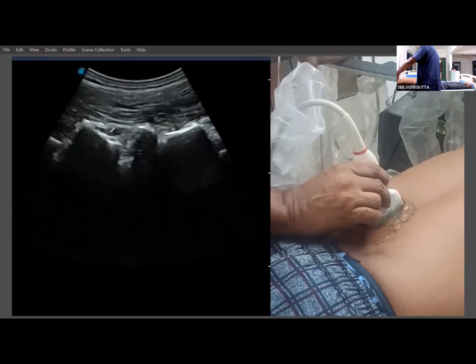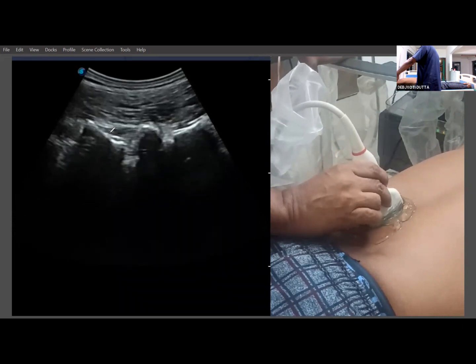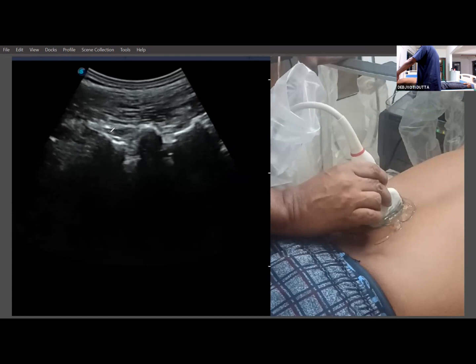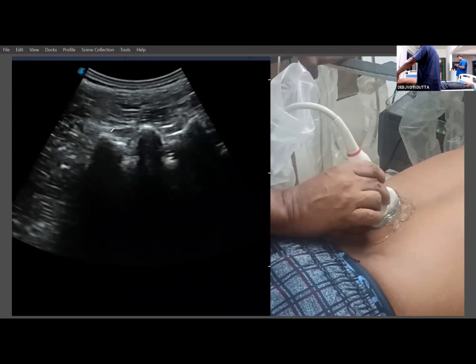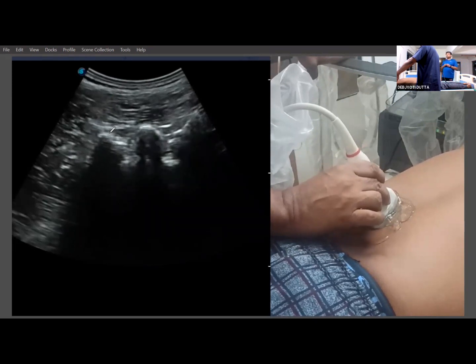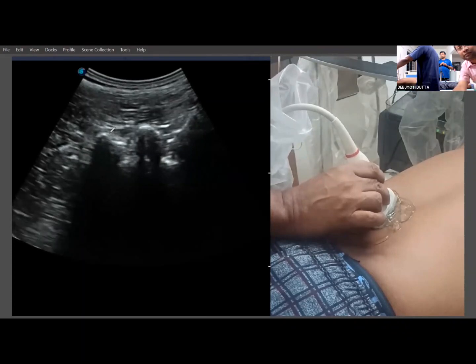We are seeing the mammillary process, and here what we are doing, we are keeping the caudal end of the probe over that mammillary process and going back to the transverse process view. And here you can see the pulsations, very nice pulsations there in the foramen, and very bright hyperechoic nerves also you can see there.